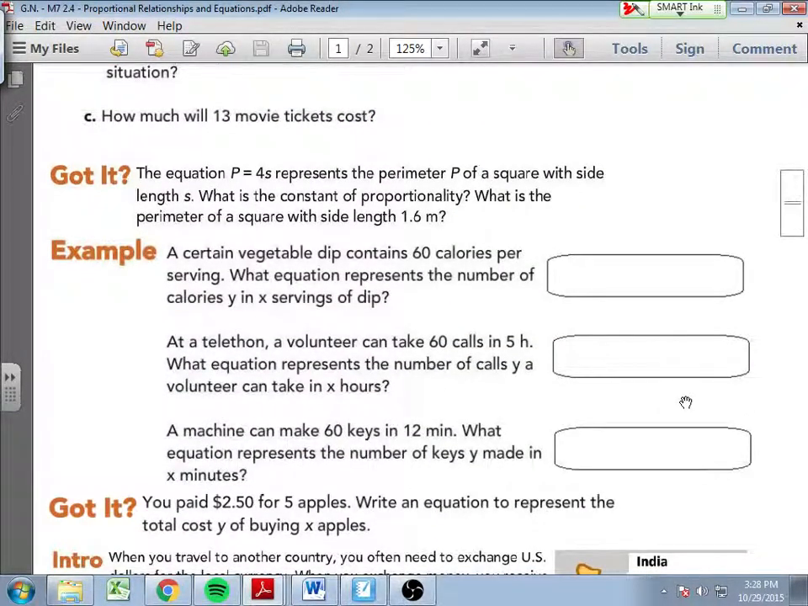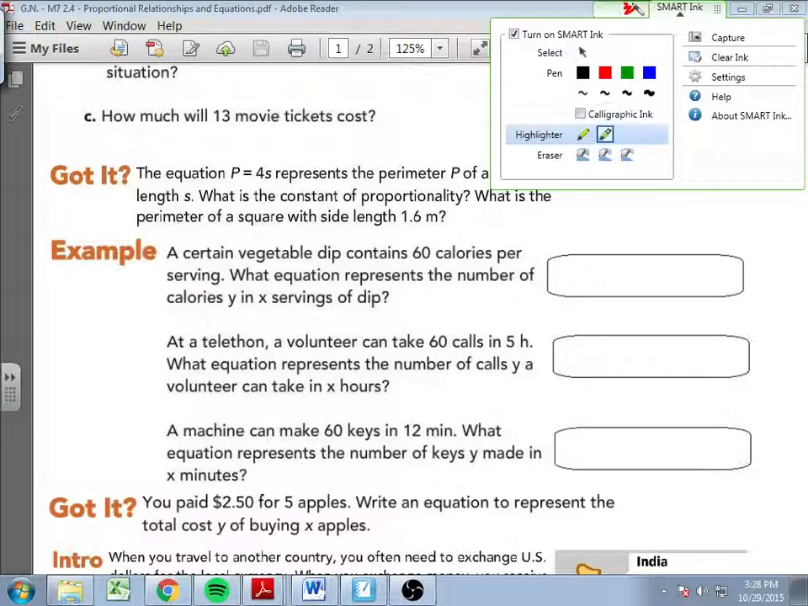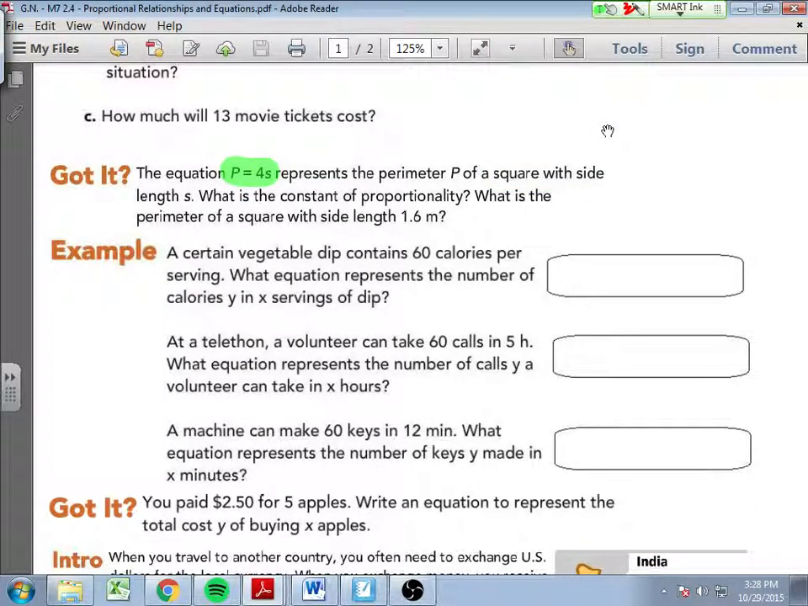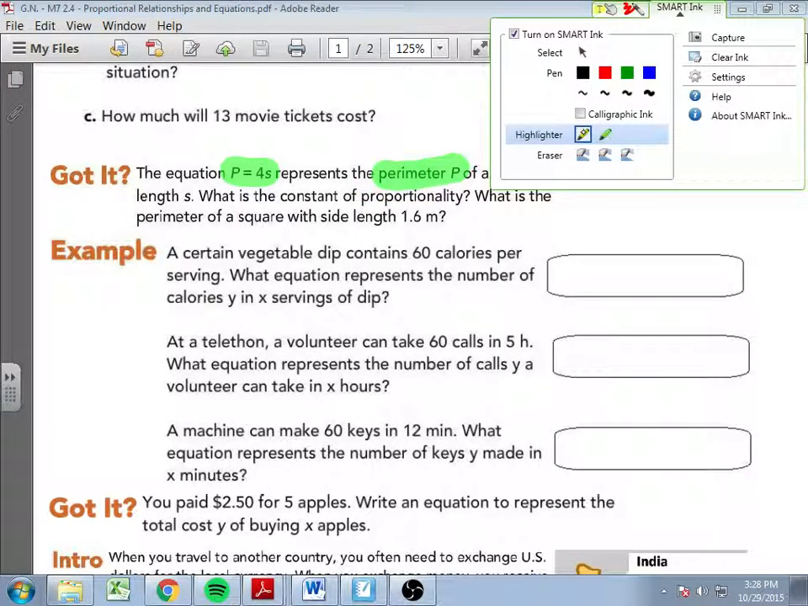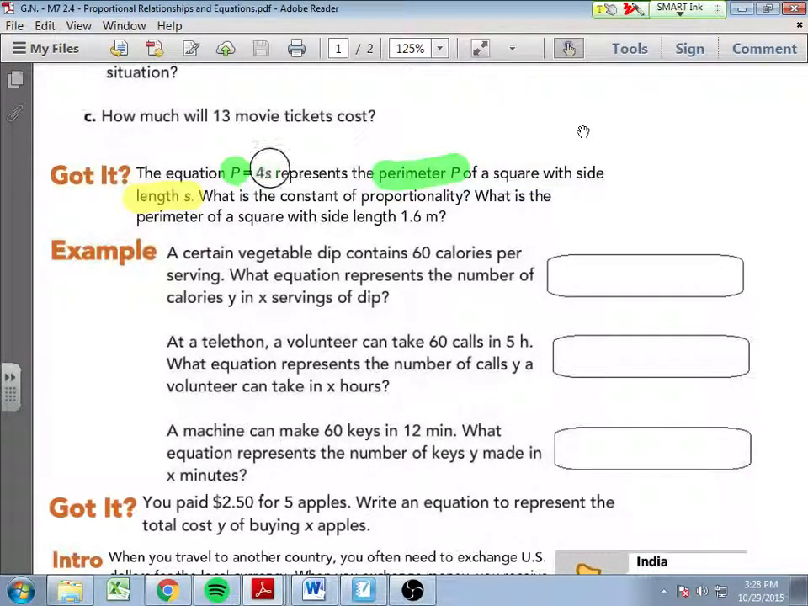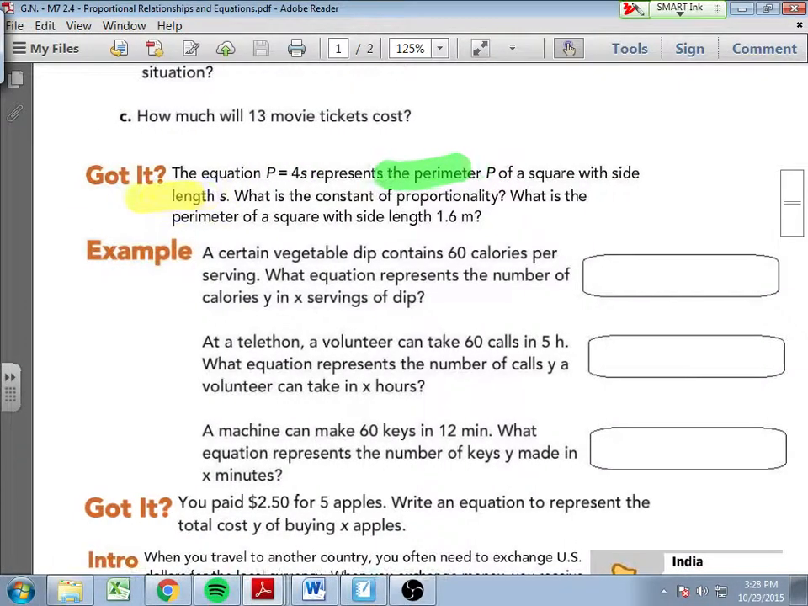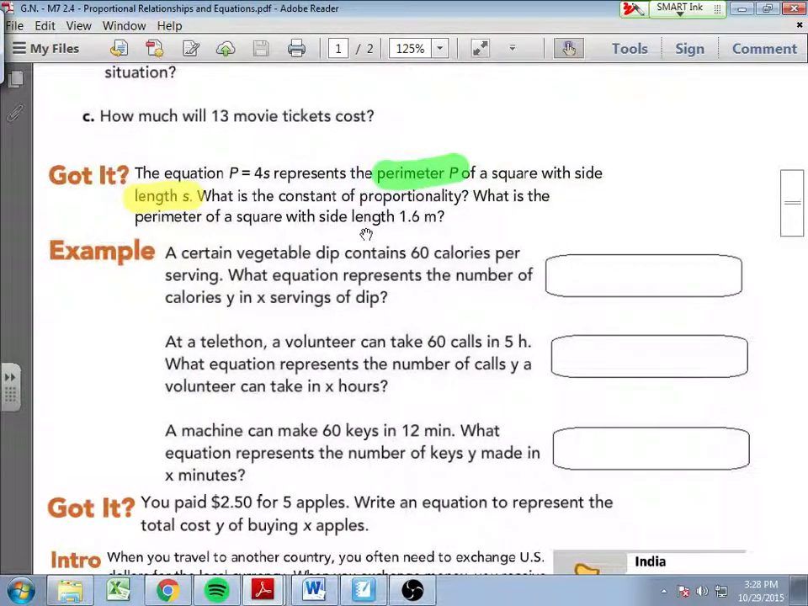Alright, so try to get it on your own. If you have a square, you know all of the side lengths are the same. So we use the perimeter equal to 4 times S, where P is the perimeter and S is the side length. So now we've been told the side length is 1.6. So I want you guys to set up the equation with that 1.6 plugged in where it belongs, and then solve. I challenge you to do it without a calculator.